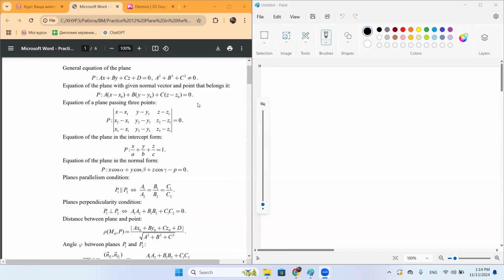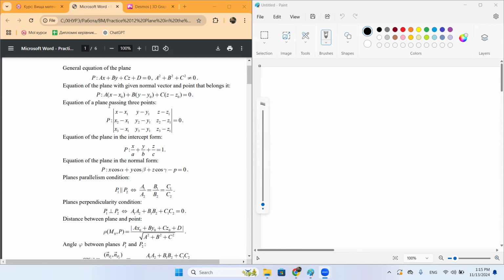So on to the next form of the equation of the plane, when we know the normal vector and the point that belongs to it. So this formula: A by x minus x with index 0, B and so on. So x0, y0, and z0 are coordinates of the point M0 that belongs to P. And if we expand brackets, we will receive a general equation of the plane.